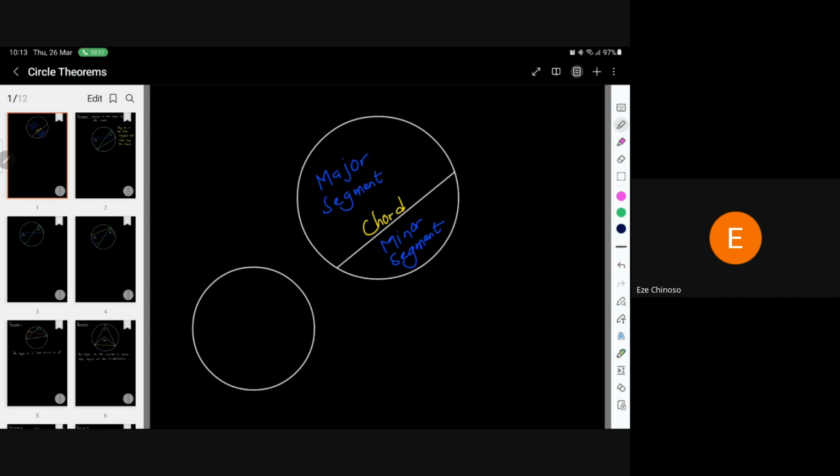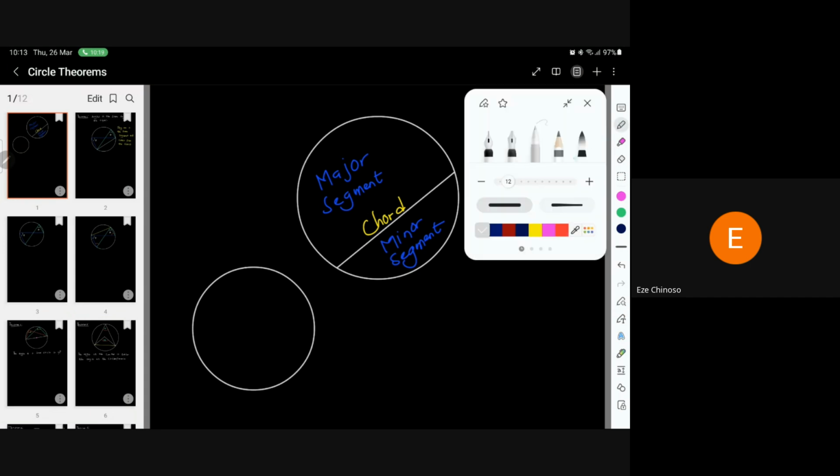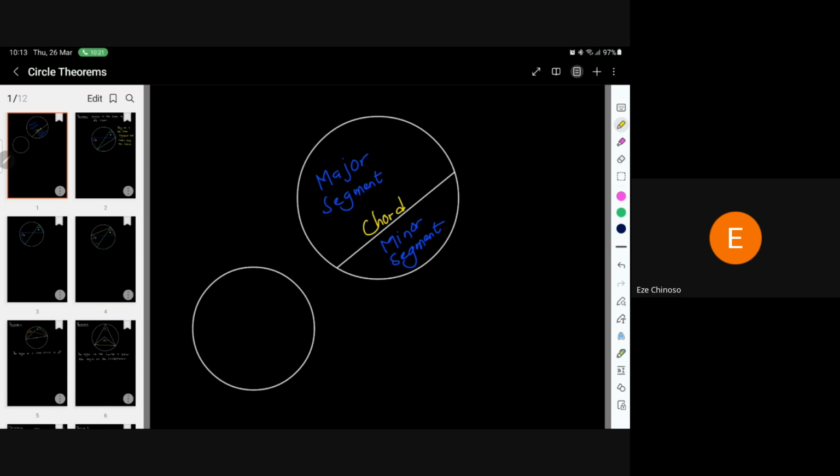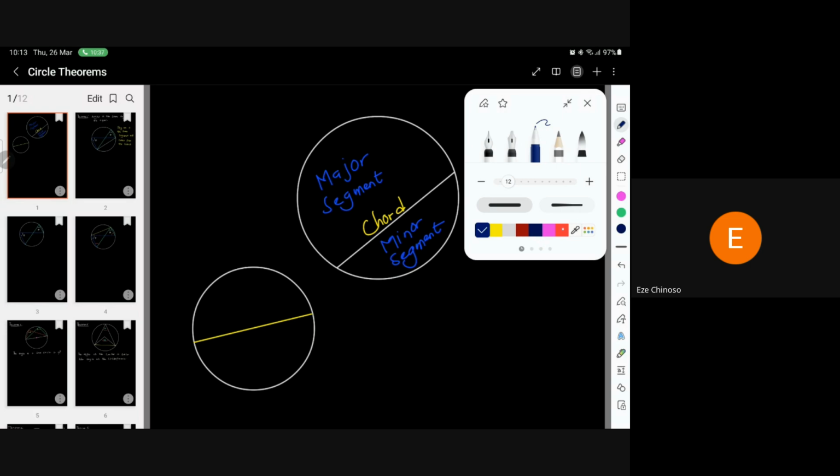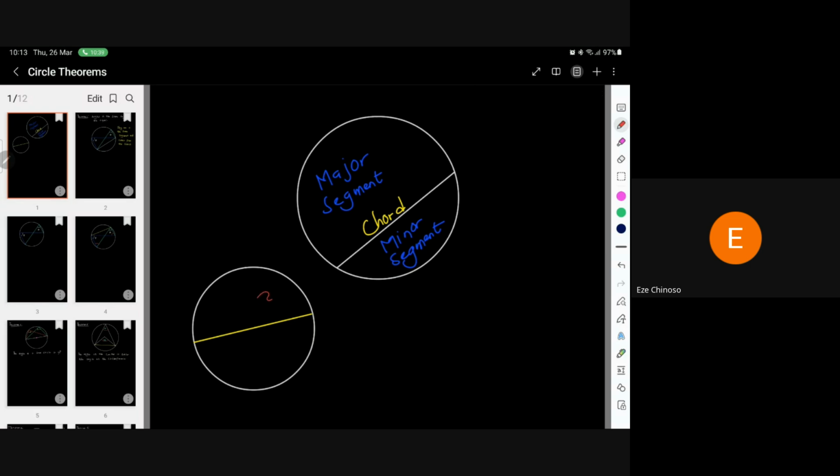Now, a chord that divides the circle into two is regarded as the diameter. That is why sometimes you start hearing that all diameters are chords, but not all chords are diameters. So a chord that divides the circle into two is what we regard as your diameter. But at every point in time, it is important to remember that this is your diameter.